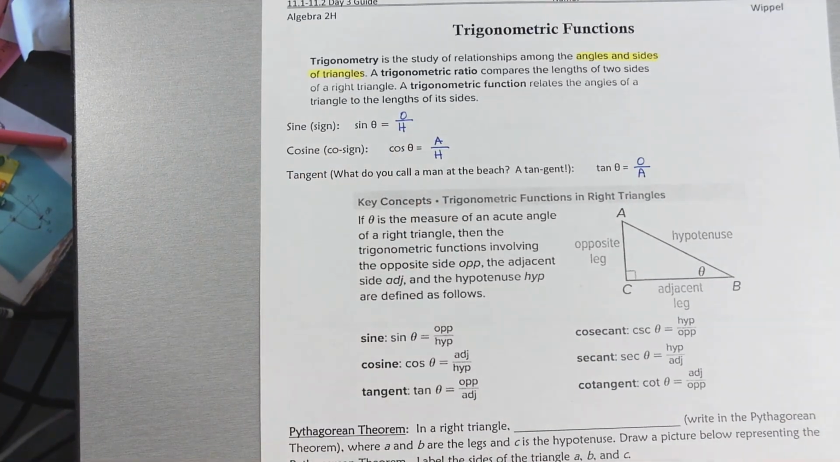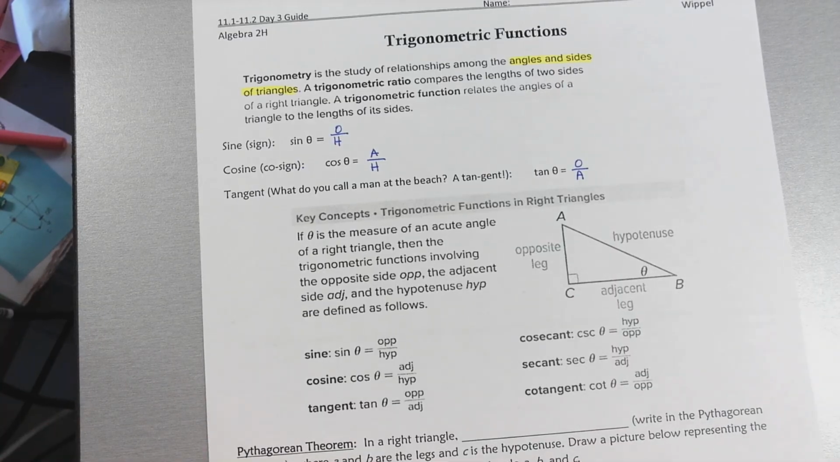This is one of my favorite math jokes. How do we call it at the beach? A tangent. Got that from a math book.